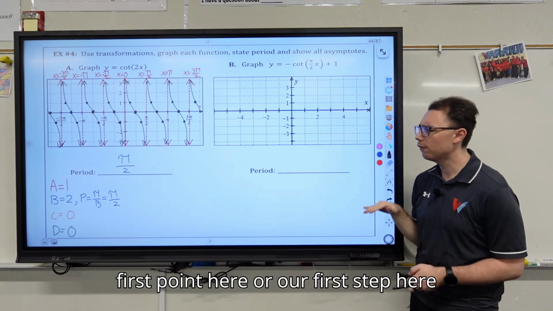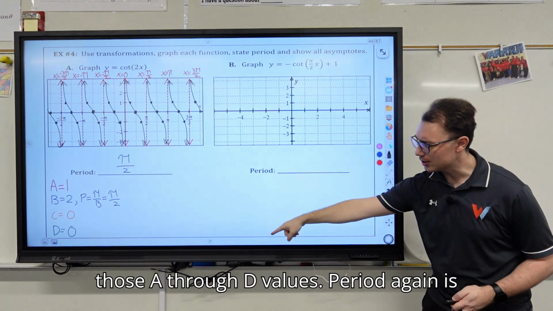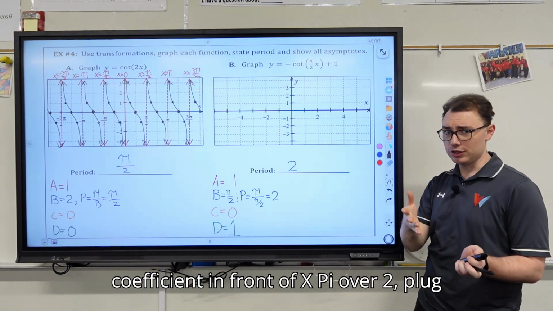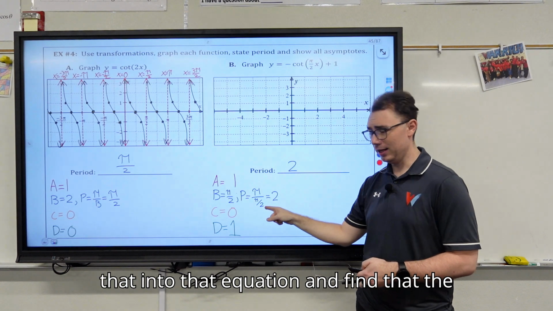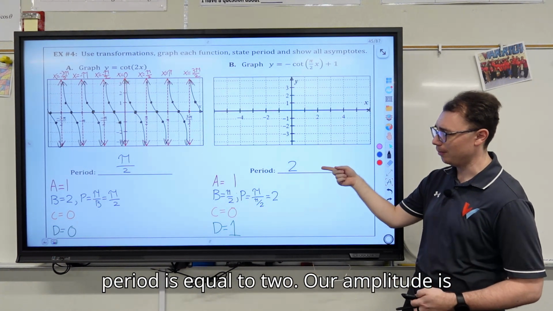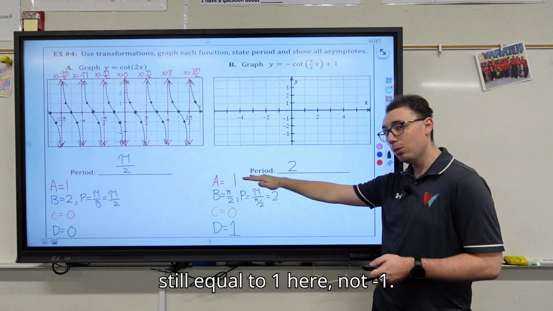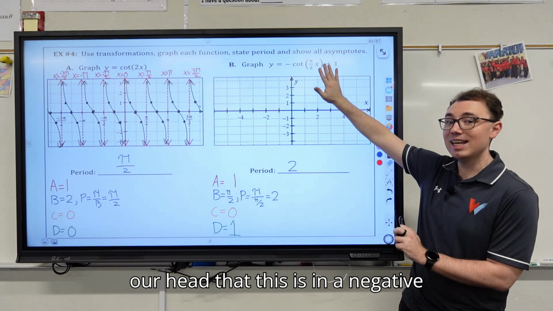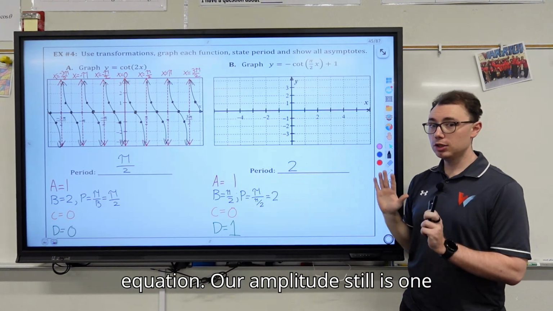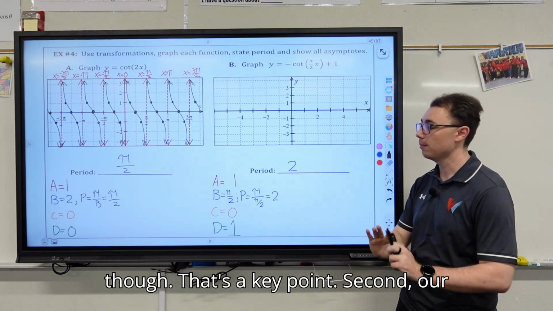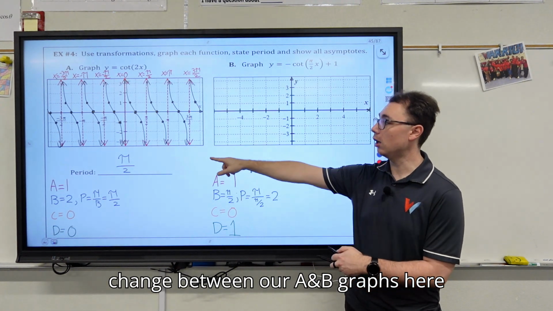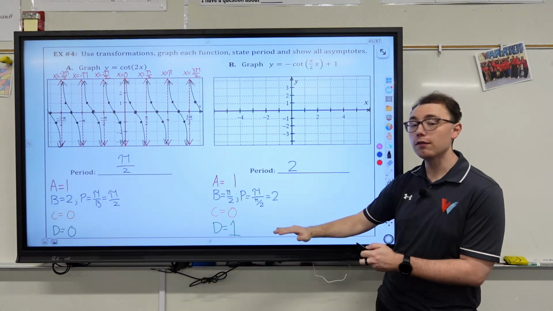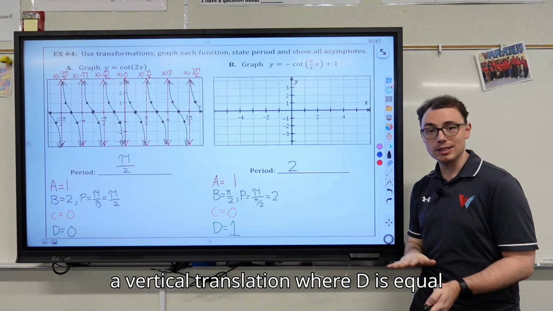Our first step here is just to find the period and list those a through d values. Period, again, is just taking that b value, the coefficient in front of x, pi over 2, plugging that into that equation, and finding that the period is equal to 2. Our amplitude is still equal to 1 here, not negative 1. We just need to keep in the back of our head that this is a negative equation. Our amplitude still is 1, though. That's a key point. Second, our change between our A and B graphs here is that we have a vertical shift, a vertical translation, where d is equal to 1.